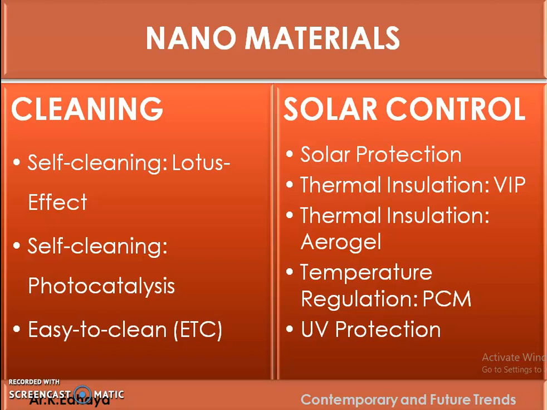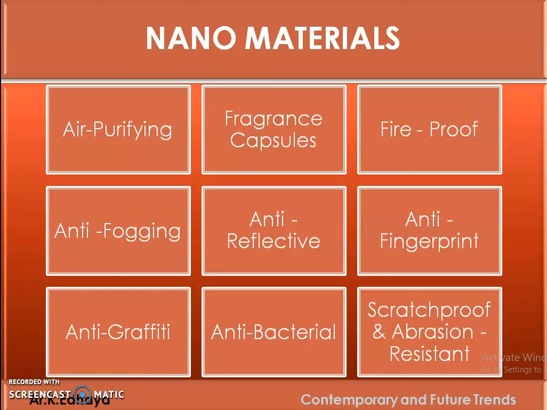Because of glass, heat should not increase, and the cold should not get blocked while we use other materials. So these kinds of things can be done using solar control by nanomaterials. Then we have other materials, which are again for air purifying.